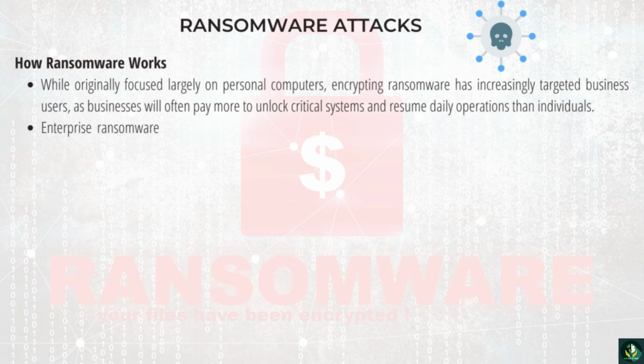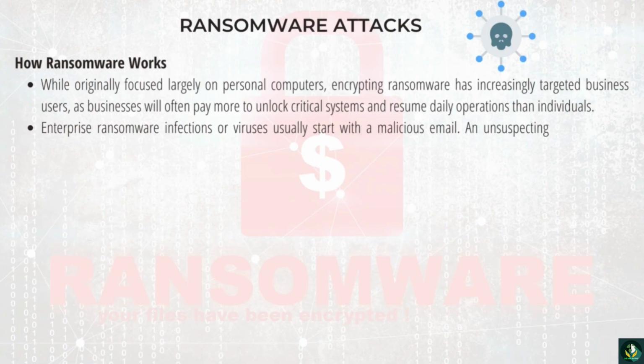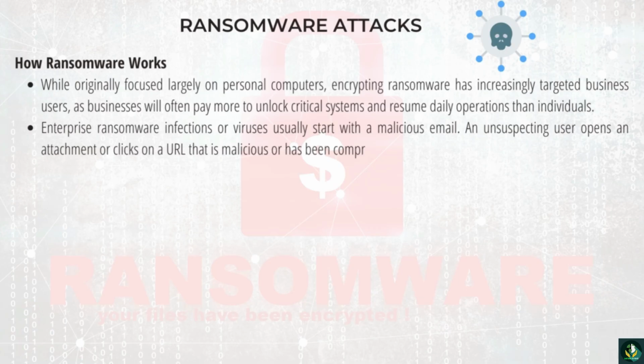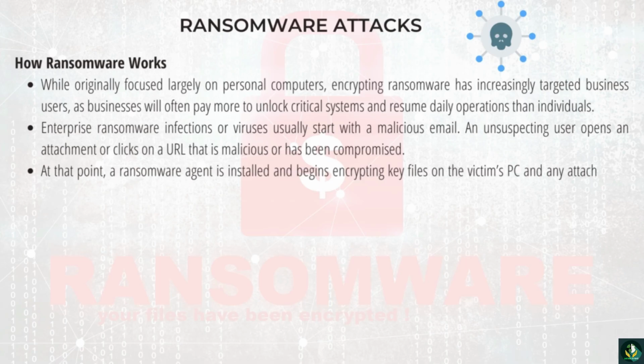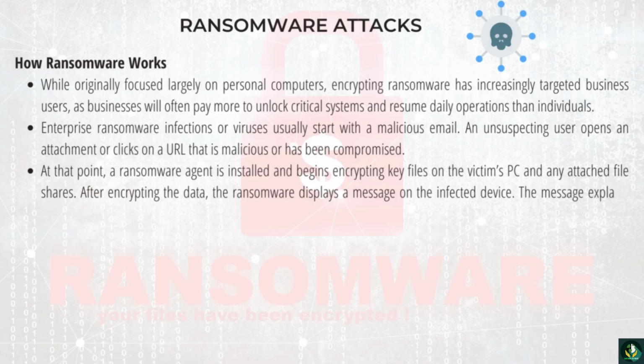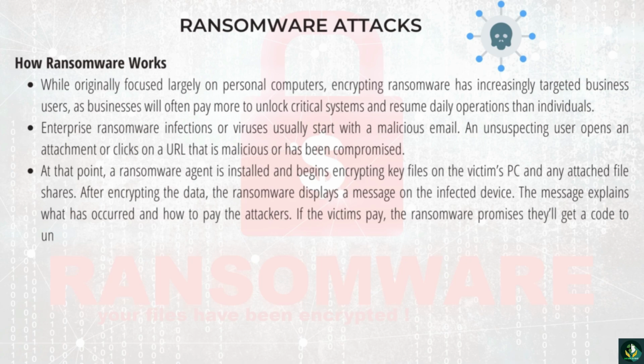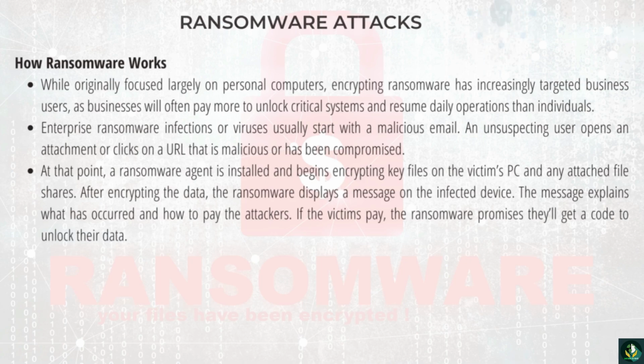Enterprise ransomware infections or viruses usually start with a malicious email. An unsuspecting user opens the attachment or clicks on a URL that is malicious or has been compromised. At that point, a ransomware agent is installed and begins encrypting key files on the victim's PC and any attached file shares. After encrypting the data, the ransomware displays a message on the infected device. The message explains what has occurred and how to pay the attackers. If the victims pay, the ransomware promises they'll get a code to unlock their data.